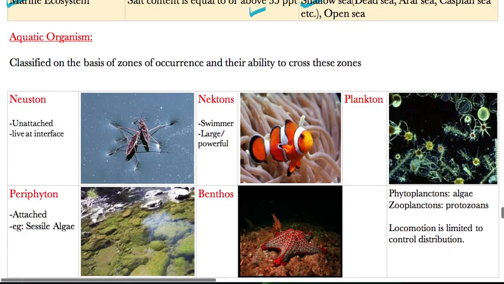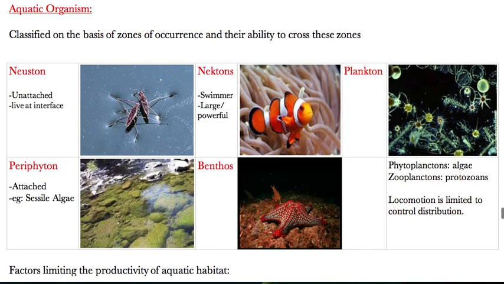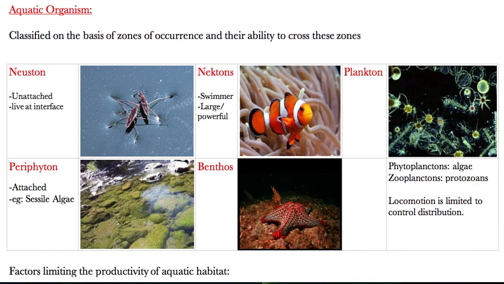Okay, now come to aquatic organisms, how they are classified. They are classified on the basis of zones of occurrence, where they occur, and their ability to cross these zones, how mobile they are. So they can be neuston.